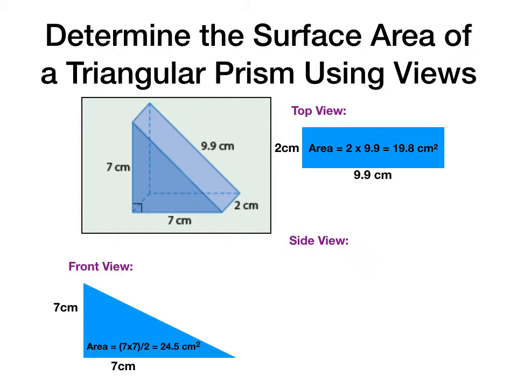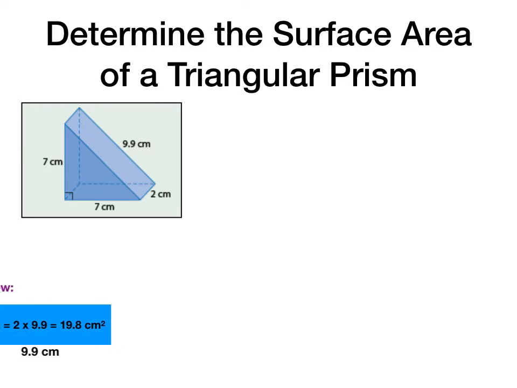Then our side view: if we looked at this from the left, we would see a rectangle with dimensions 2 centimeters and 7 centimeters. The area of this rectangle is 2 times 7, which is 14 centimeters squared. So now we've determined the area of our three views: our top view, our front view, and our side view. But this triangular prism has 5 faces.